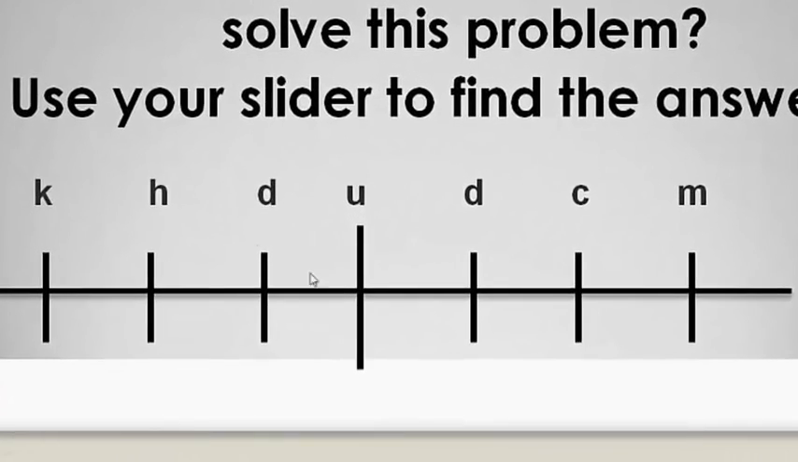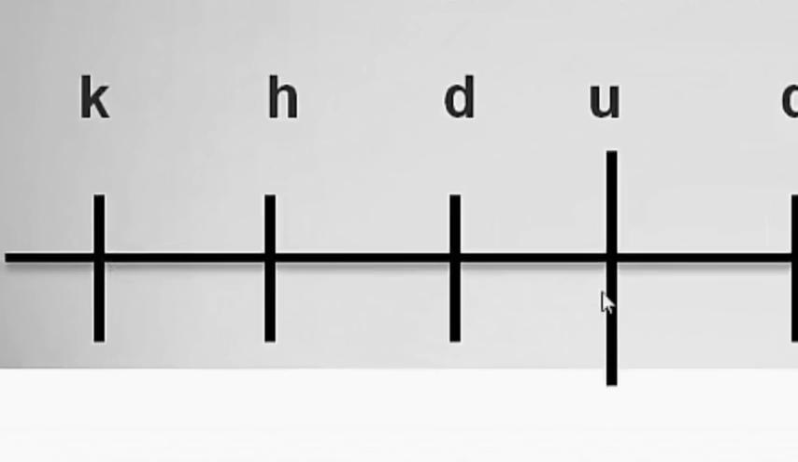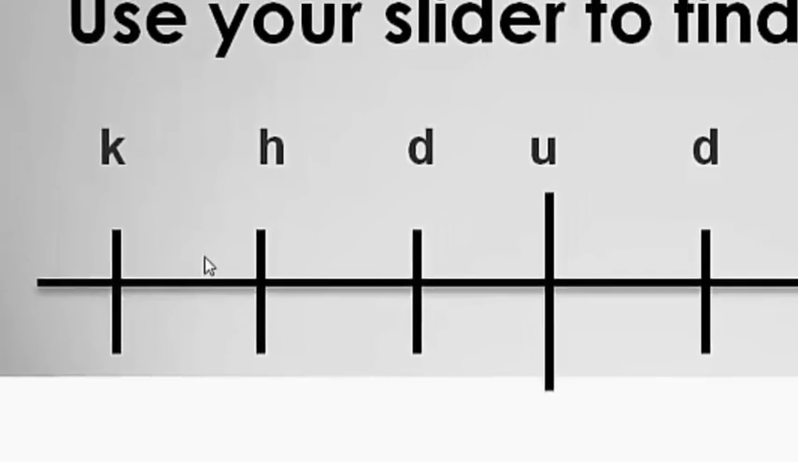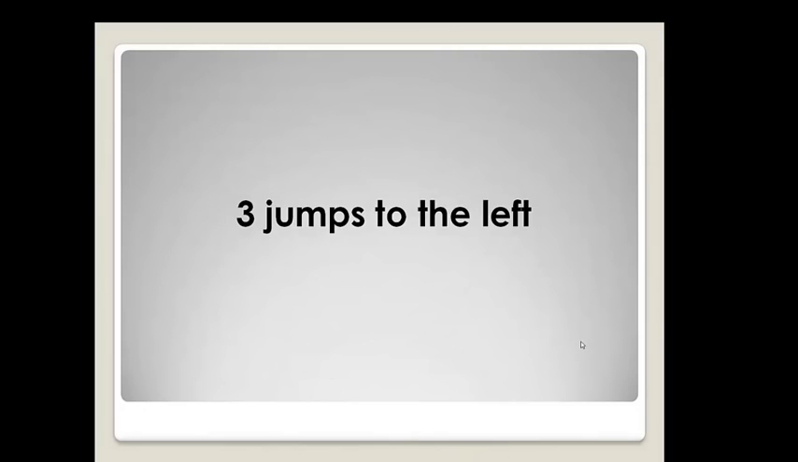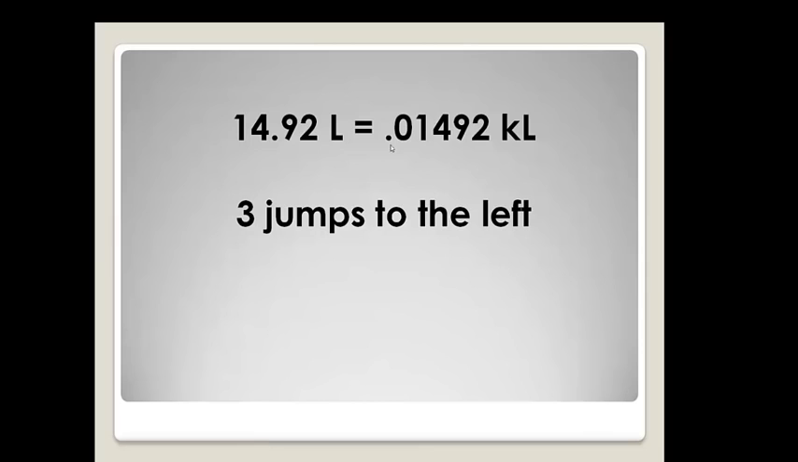And there's a slider. We're going to start on liters. Now if you'll notice, none of these says L. Liter went under our units or our root word column. We're going to go from liters to kilo. So let's count. 1, 2, 3 to the left. And indeed, 3 jumps to the left. 14.92 liters becomes 0.01492 kiloliters.